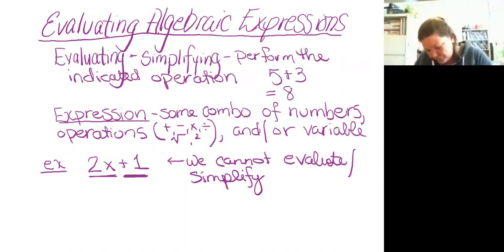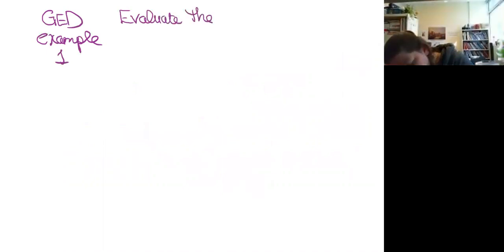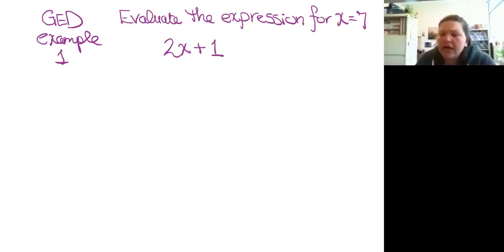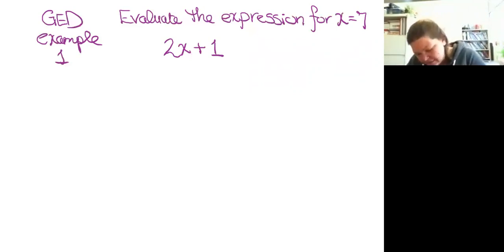Let's take a look. They might tell you on the GED to evaluate the expression for X equals 7. And then they'll give you this expression. Now, like I said, I couldn't add 2x plus 1 before, but now I've been given the key to unlock this problem. I know what the value of the variable is. And so your very first step here should be a substitution step.